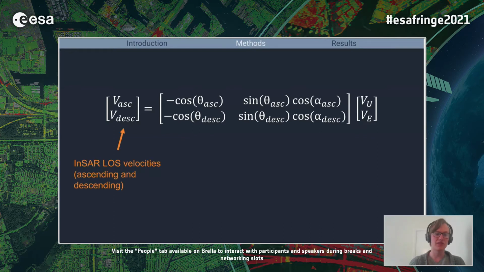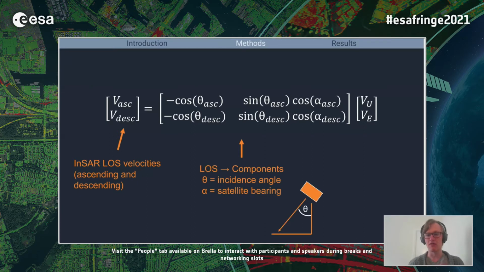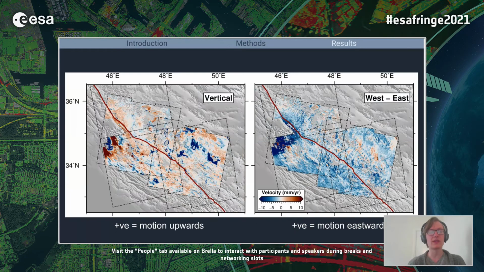And we can then take, for example, our ascending and our descending measurements, the conversion from line of sight to the components, and get out our up and our east velocities. Once we do this, we end up with these two maps. This is the vertical and the west-east motion, so that's positive upwards and positive going to the east.